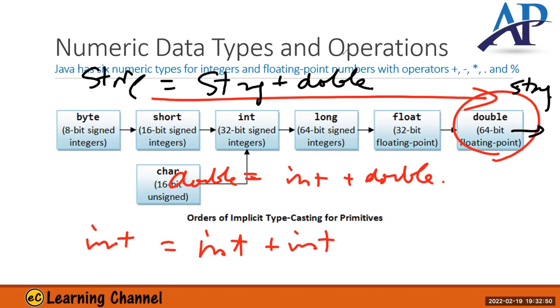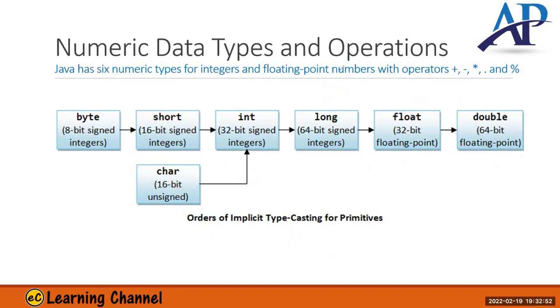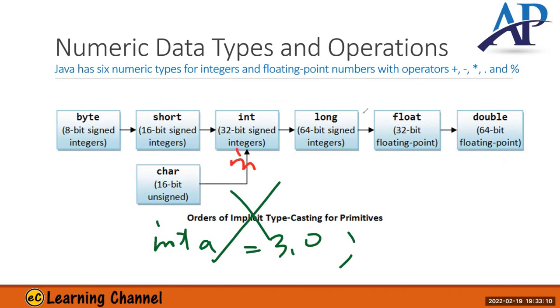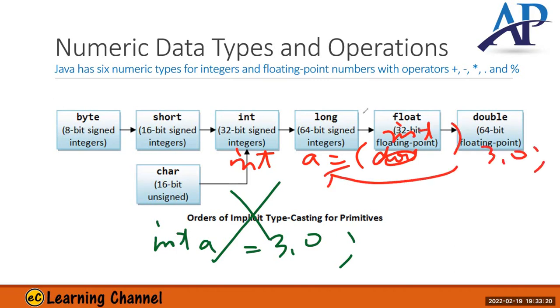Also, if you try to take a double 3.0 and convert it to integer A, this will have trouble because you are losing bits. You can only do A equals integer, where you force it into integer format. You lose bits, but you do it by forcing it to integer.